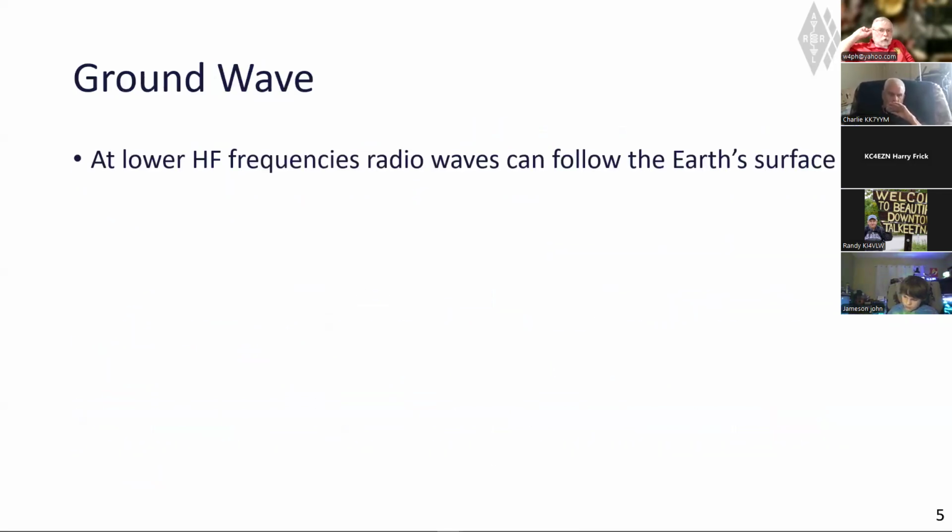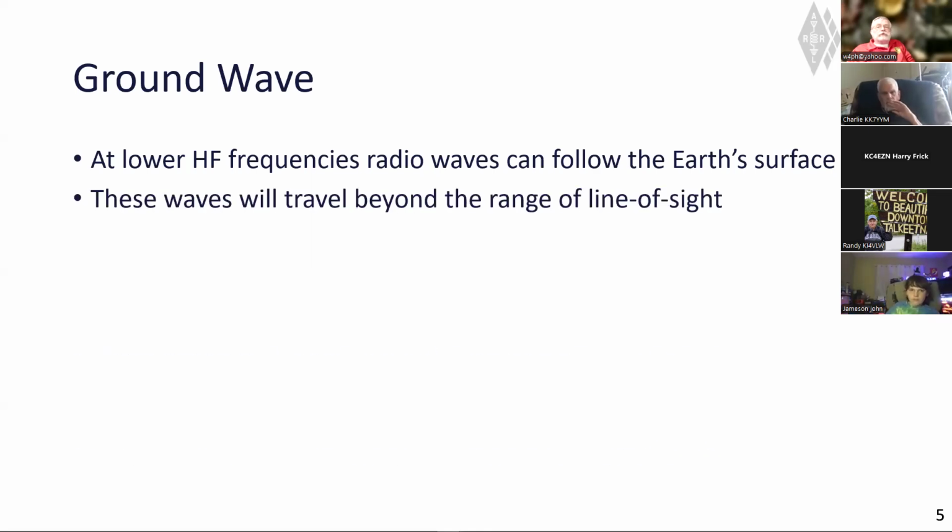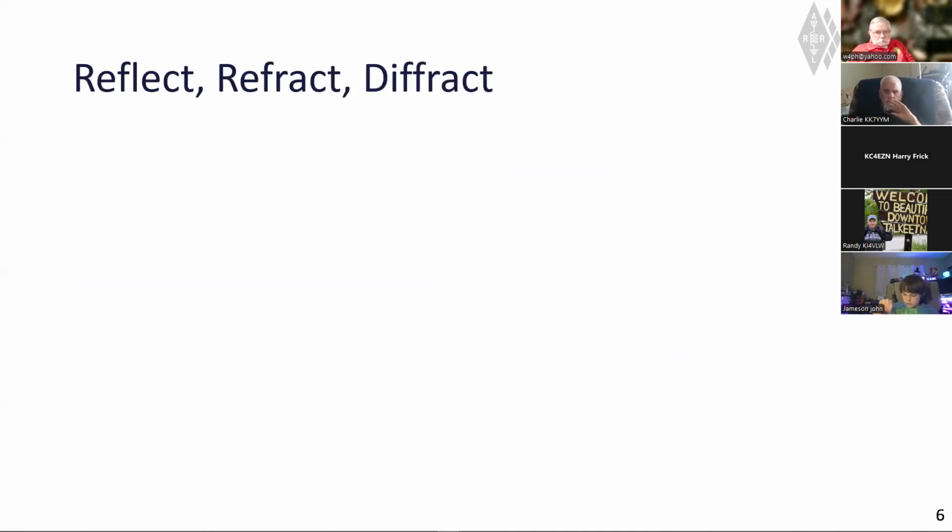Ground wave. At lower HF frequencies, radio waves can follow the Earth's surface. These waves will travel beyond the range of line of sight, to a range of a few hundred miles. For instance, everyone has listened to distant AM radio stations. When I was in college, that's where you could hear music, from stations out of Indiana and Tennessee and things like that.